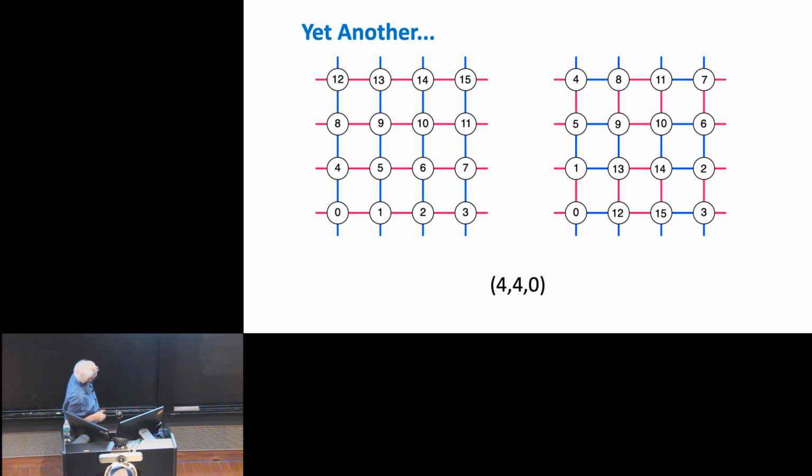For example, node 5 is connected to 4, 6, 1 and 9 on the left. Node 5 is connected to 4, 6, 1, yeah, the 6 around the back, and 9. So the horizontal things wrap round, the vertical things wrap round. So you can check one by one that that's an automorphism. Where did it come from? Okay, it comes from this.